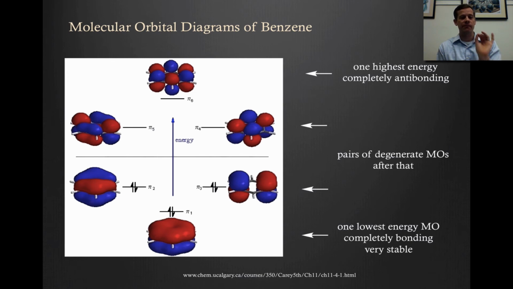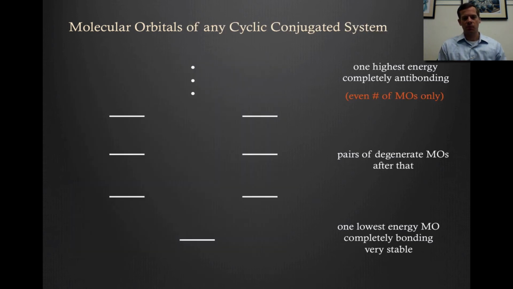It turns out that every single aromatic ring has this exact same general structure to its molecular orbital diagram. So with any cyclic conjugated system, it's the same pattern. We're always going to have one lowest energy molecular orbital that has the highest symmetry, complete bonding interactions all around. That's always going to be the case. Then we're always going to have degenerate pairs of molecular orbitals of equal energy as we go up. Okay, so 2, 4, 6 as we go up.